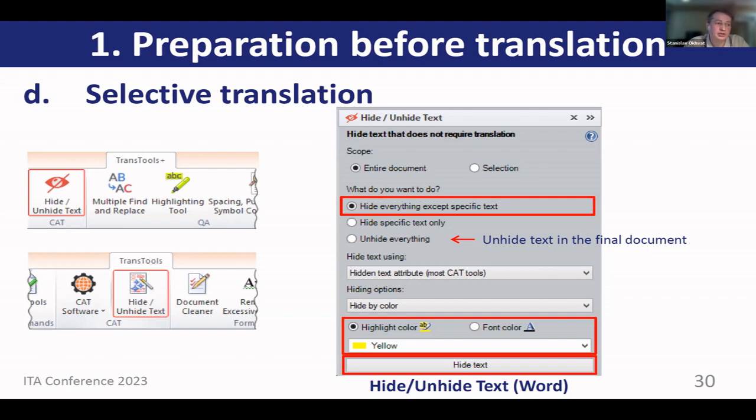On this slide, you can see the screenshot of Hide and Hide Text tool in TransTools Plus. The most commonly used option is hide everything except specific text. It means that we want to translate only the text that has a specific color or colors. After the file is translated, you will need to unhide the text hidden previously, and Hide and Hide Text tool can also do this for you. Just use Unhide Everything option, which is the third option in this tool.